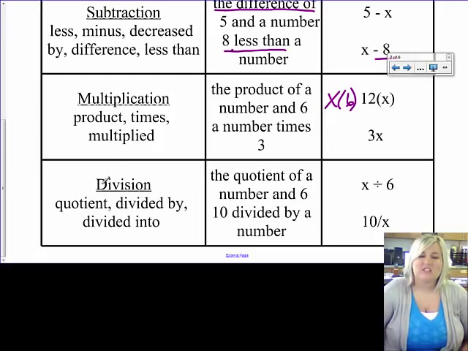Words for division are quotient, divided by, divided into. So we could say the quotient of a number and 6. This is like subtraction, we have to write it in the order that we read it. Quotient tells us that we're dividing. A number and 6 means that the number comes before 6, or the variable comes before 6. 10 divided by a number, this is showing 10 being divided by a number.